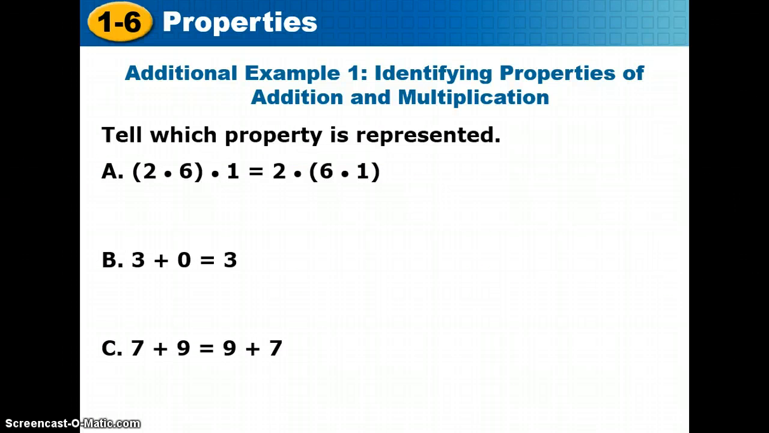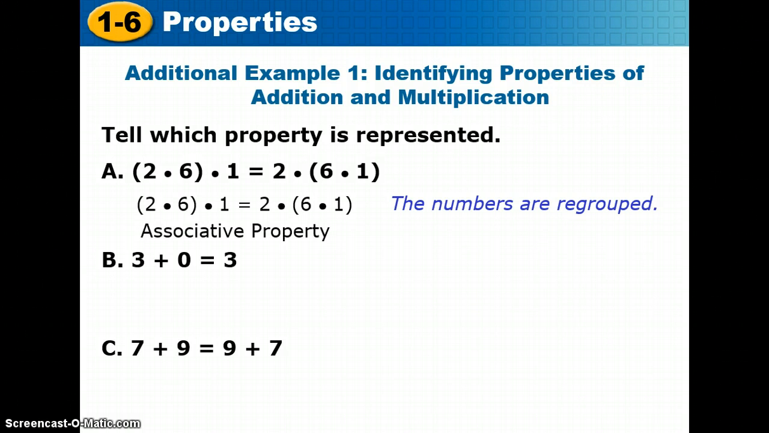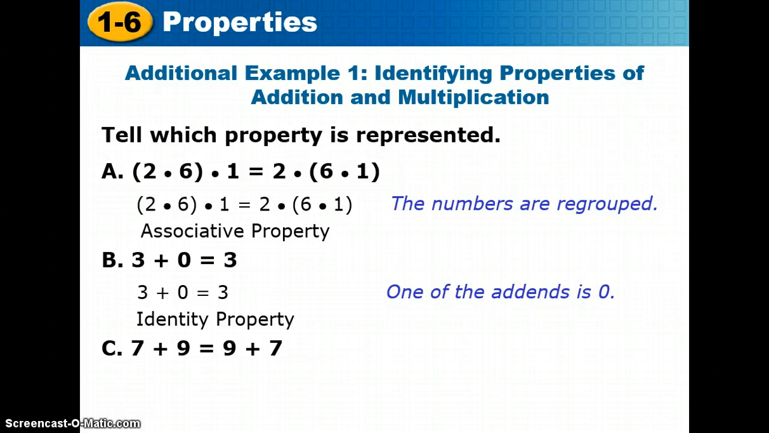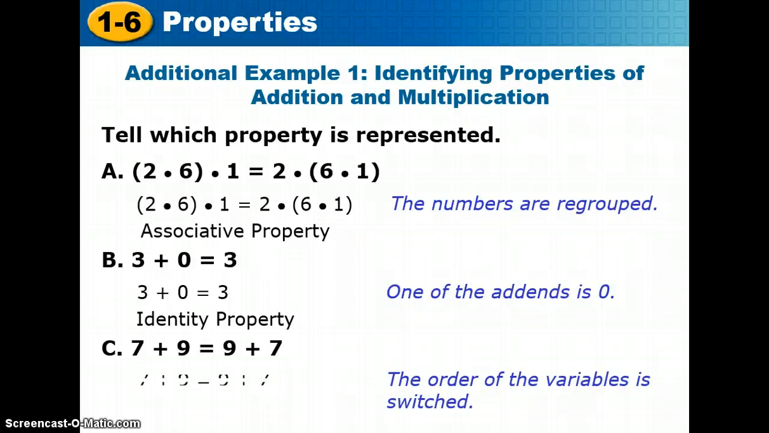So let's look at the examples here and talk about which property is represented. In example A, you might have noticed that the numbers are being regrouped. They're not switching orders. So you're using the associative property. In B, you'll notice that one of the addends is 0. So the number I'm adding to 0 is going to be my sum. This means I'm using the identity property. In this case, it's the identity property of addition. In C, you might notice that the order of the variables, or in this case the numbers, is switched. And when the numbers move, I'm using the commutative property.